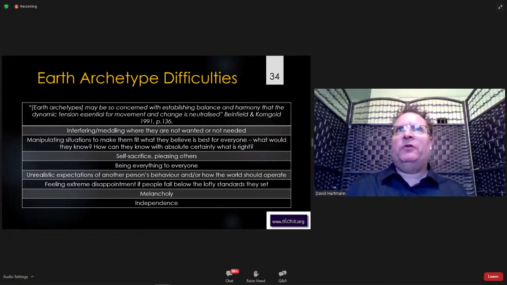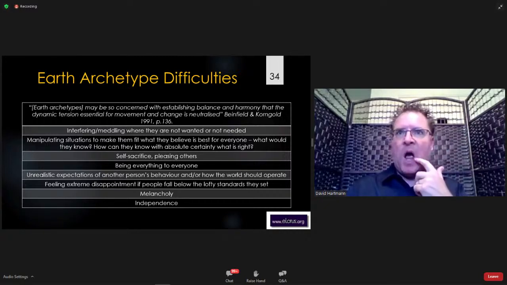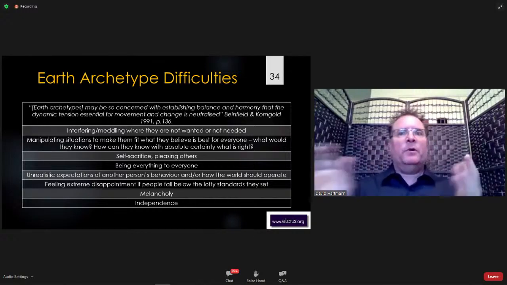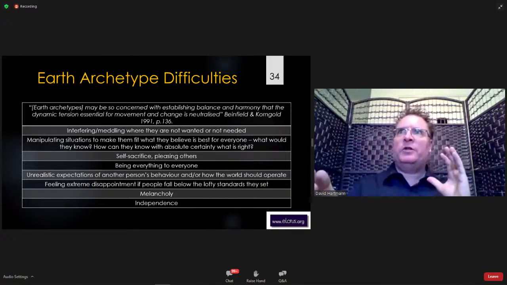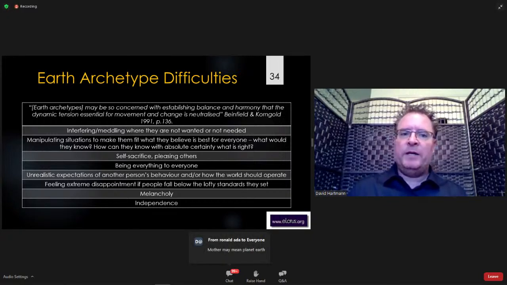We have to be very careful as an earth archetype that you don't try to over-control something, or try to play catch up because you've lost control. A good, healthy earth archetype just rolls with however the situation unfolds. Very adaptable. They can have difficulties with interfering and meddling where they're not wanted or not needed. And that feeds into the next one, manipulating situations to make them fit what they believe is best for everyone.